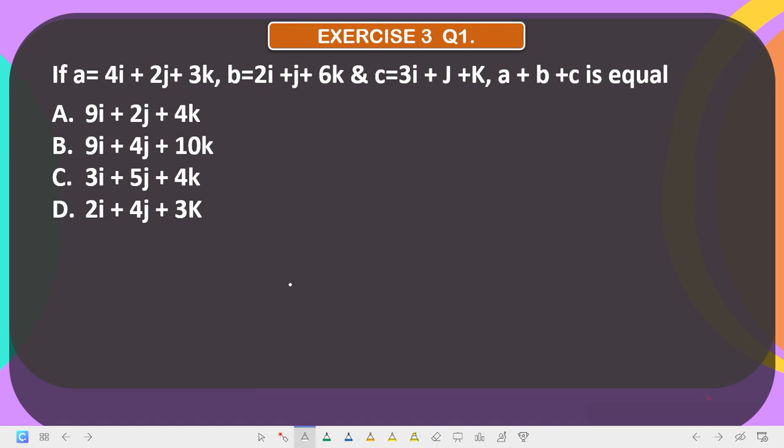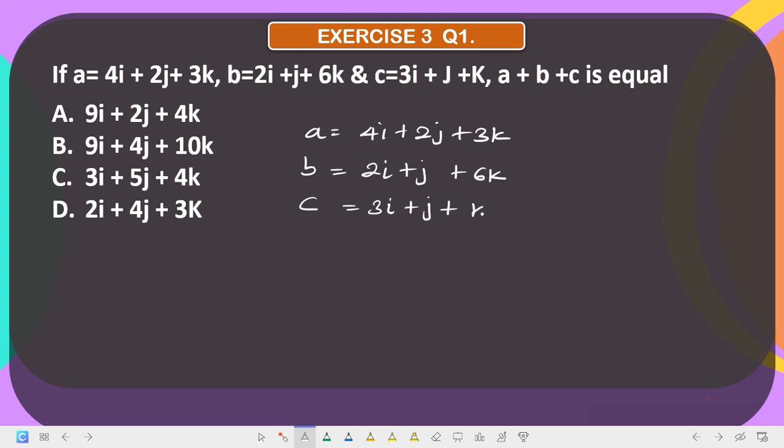The first question says, if A is equal to 4i plus 2j plus 3k, and B is 2i plus j plus 6k, and C is equal to 3i plus j plus k, then A plus B plus C would be equal to what? Now, how do you solve a question like this? When they say A plus B plus C, what they ask you to do is just to add everything together.